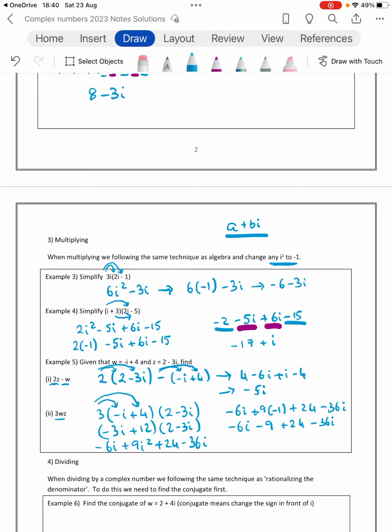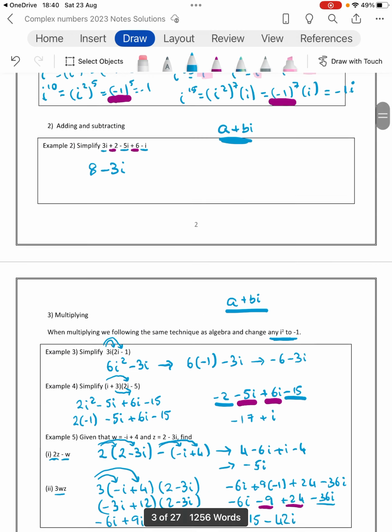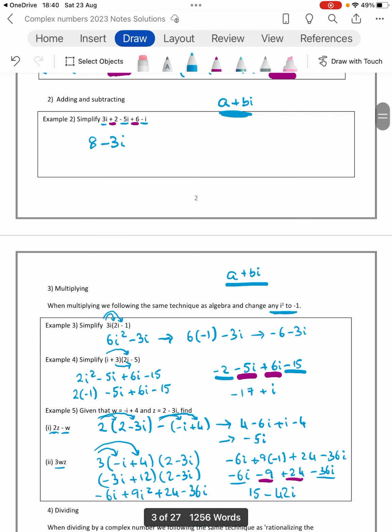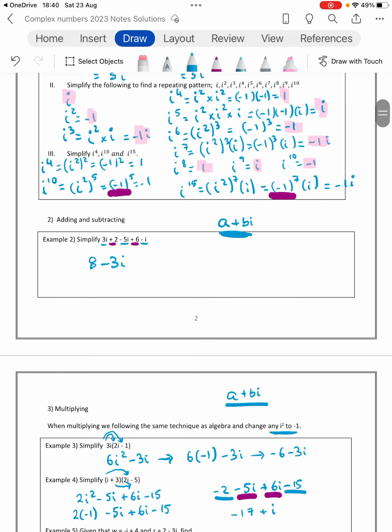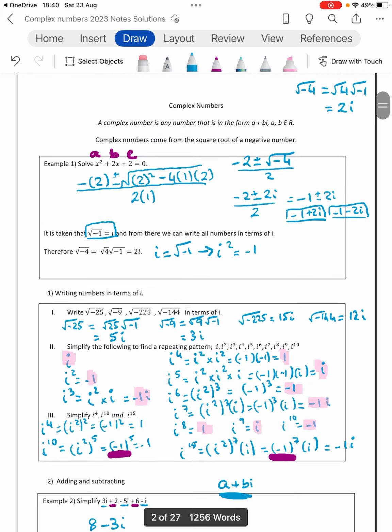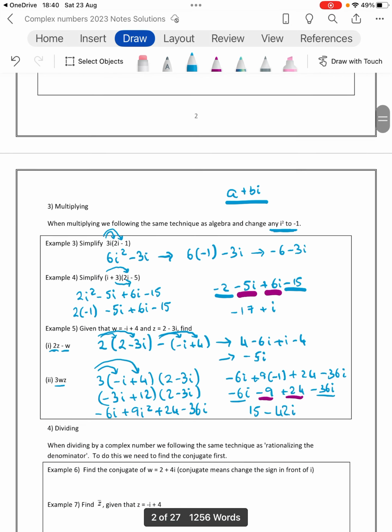So together then, I'm going to put the i's with the i's and the numbers with the numbers. So the numbers with the numbers, we have 24, and we're going to take away 9, and that's going to leave us with 15. And then we have minus 6i and minus 36i, and that's going to give me minus 42i. And that's it. There are the sums. So that is the multiplying, the adding, the subtracting, writing numbers, and where the information comes from.